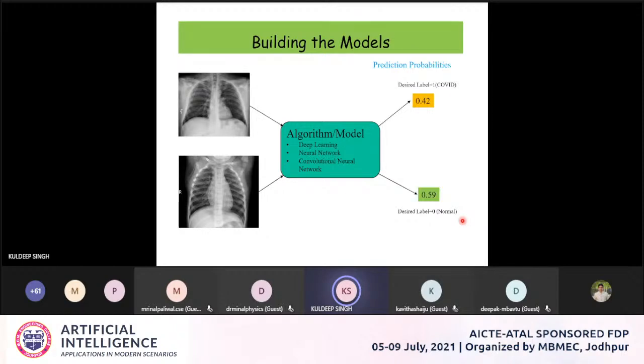So in the starting, we compute the prediction probabilities and see how close they are to the desired label and compute the errors. And the whole idea here is to minimize or reduce this loss or error very close to 0. Once this error becomes close to 0, these prediction probabilities or the desired labels will be accurate.